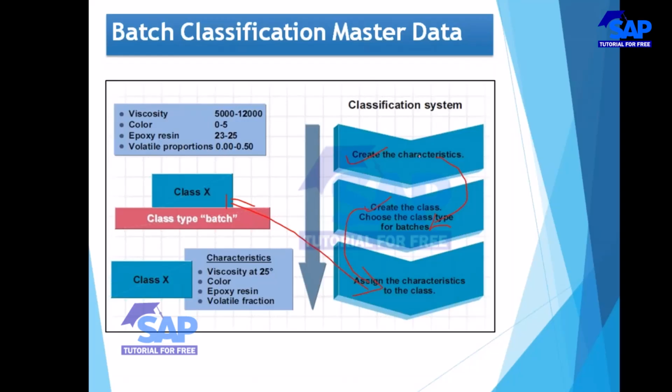Basically these characteristics are properties of a material, like viscosity, color, and other things. Every batch will have unique properties: unique pH, unique viscosity, unique potency. Those things you will maintain through these characteristics. So you create characteristics, then you create a class. These characteristics you assign to the class, and then finally this class will be assigned to the material. We will see that in the system.